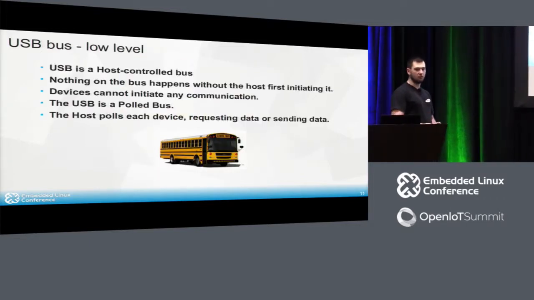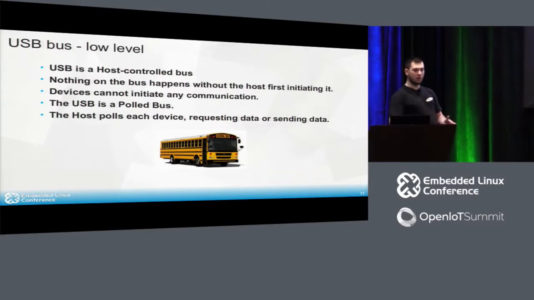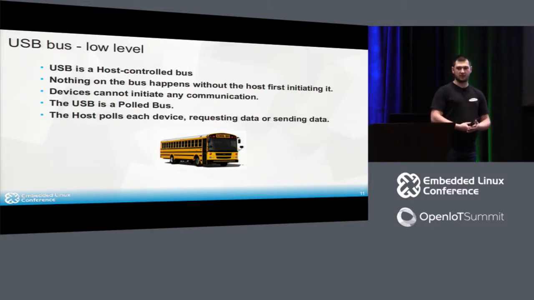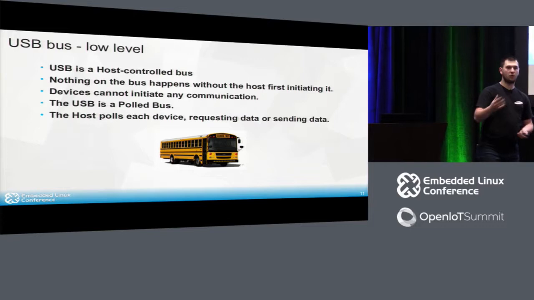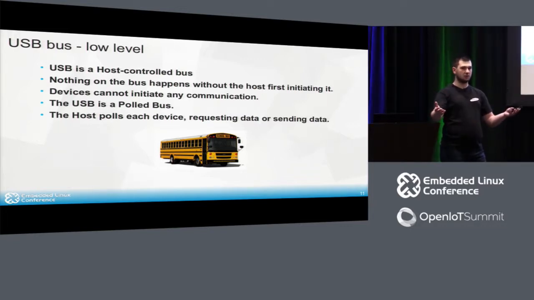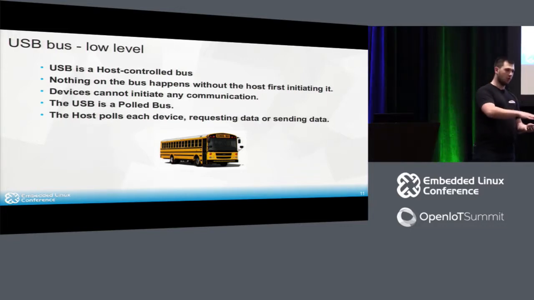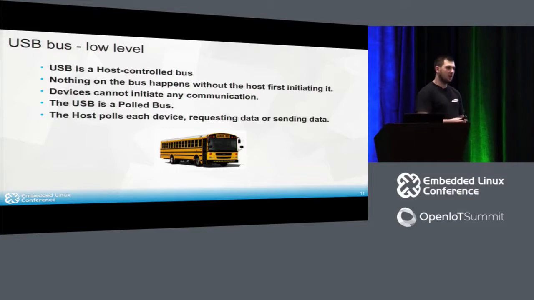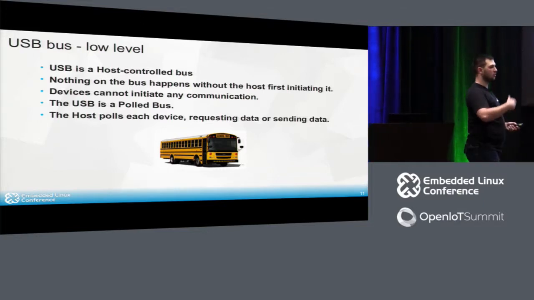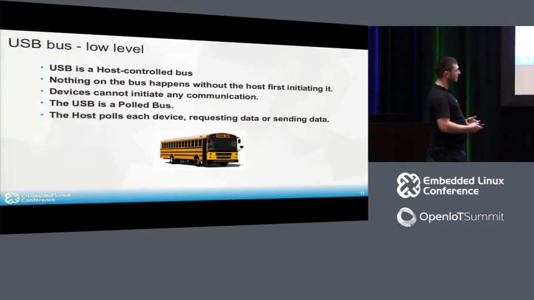Now the USB bus itself on a low level. Well, on a low level, USB is a host-controlled bus. It means that nothing on the bus can happen without the host first initiating it. Even if you have a transfer from the device to the host, this transfer on the low-level version of the protocol is initiated by the host. So the host says, now I would like to get some data from you. USB is a pull bus. It means that the host constantly pulls each device, sending or requesting the data.